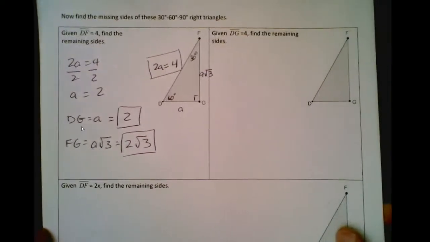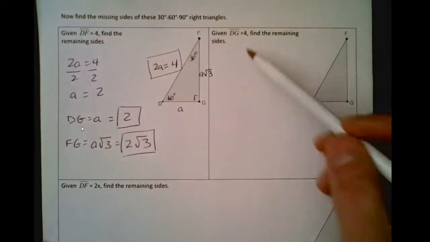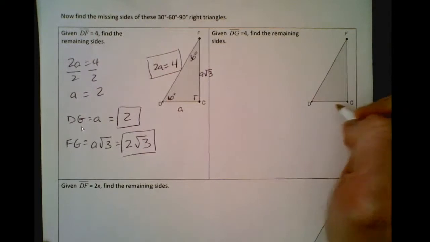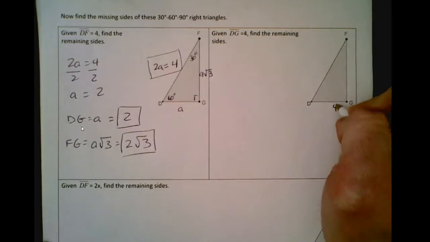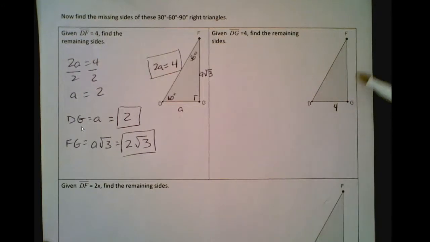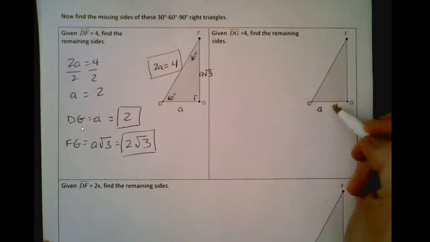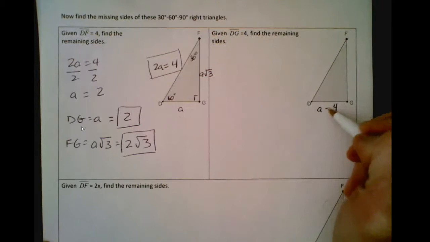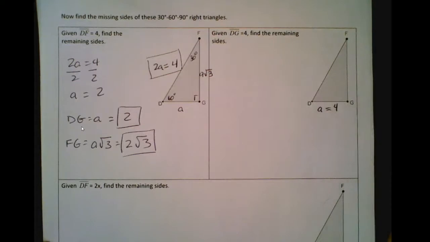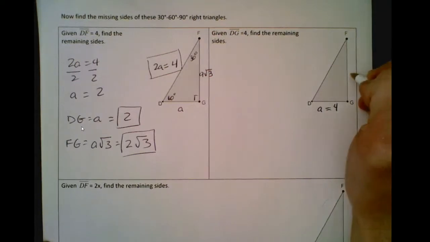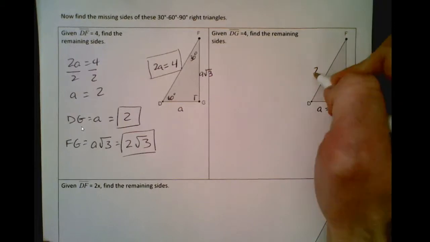Right, moving on to the second example. In this one we know that DG is 4 and we want to find the remaining sides. So I'm going to let this side be 4. And again, I'm going to use A, A root 3, and 2A. So my short leg is going to be A. Notice right here, this side has two labels, so that's going to be my little equation, which is already solved for me. My longer leg is going to be A root 3, and my hypotenuse is going to be 2A.